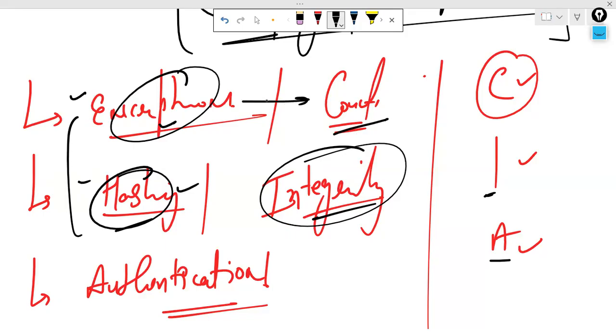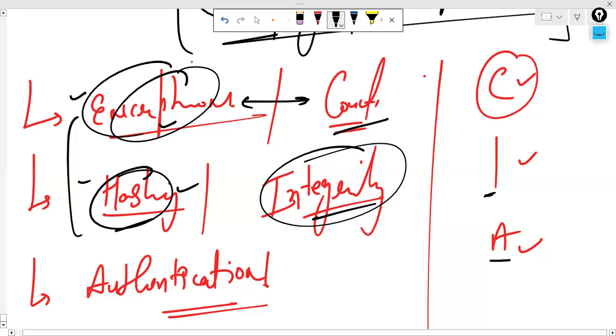Listen carefully. Encryption means confidentiality, or how to achieve confidentiality in your network, with the help of encryption. And how to achieve integrity? With the help of hashing. The authentication word will remain the same. So you know encryption, right? Encryption concept means confidentiality. So you can try to cram it like CIA.